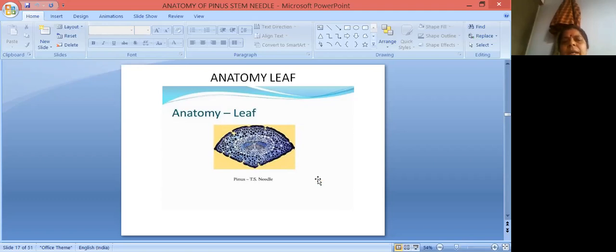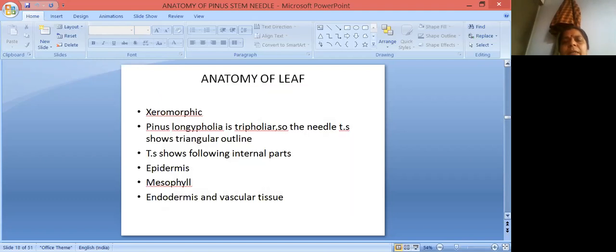So sunken stomata are also one of the important xerophytic adaptations. They are more in number in the lower epidermis than in the upper epidermis. So the presence of a thick cuticle, thick outer walls of epidermal cells, and sunken stomata exhibit the xerophytic adaptations or xerophytic characters of the needle.